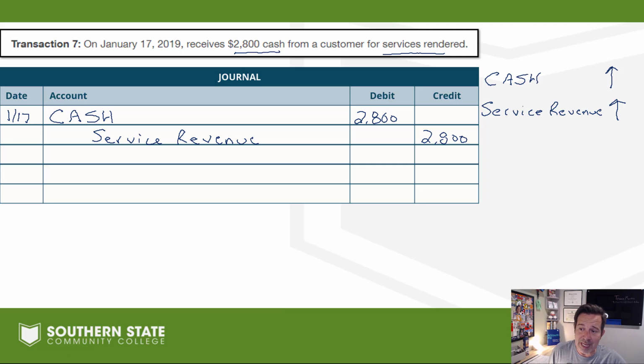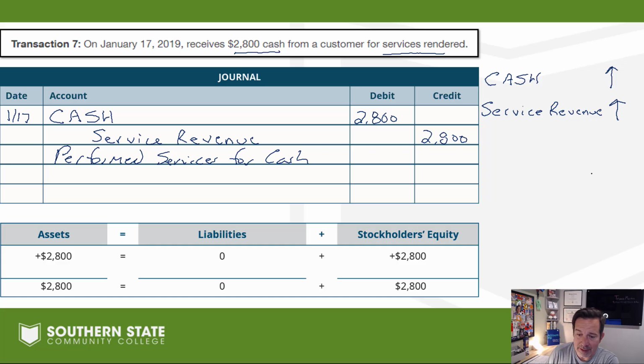Expenses are always going to be debits. Revenues are going to be credits. I'll just say for a description, performed services for cash. Customer paid in cash. We like people that pay in cash, don't we? The effect on the accounting equation, our cash account, assets go up, equity goes up. Revenue makes retained earnings and equity go up.